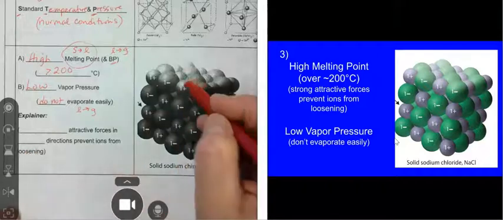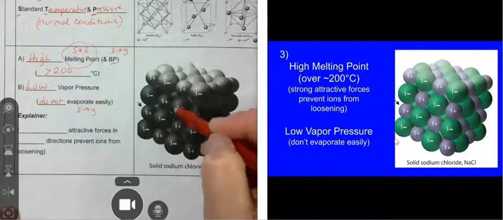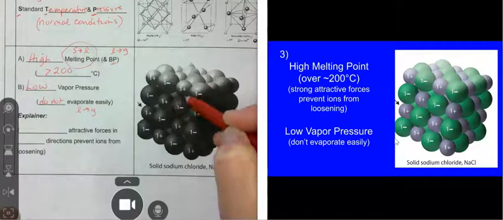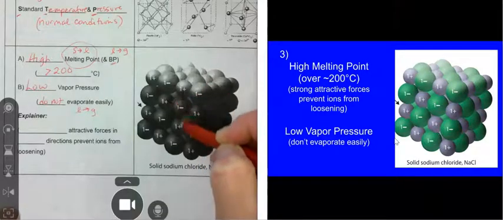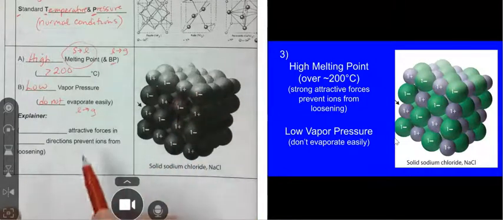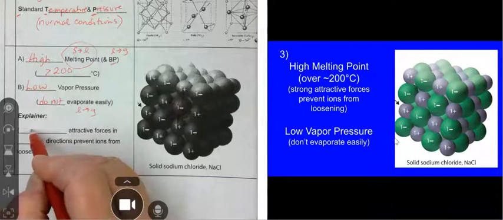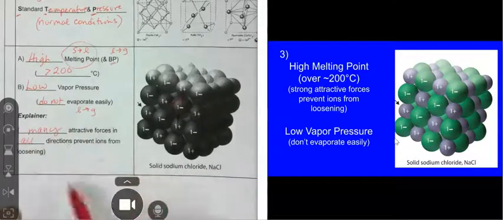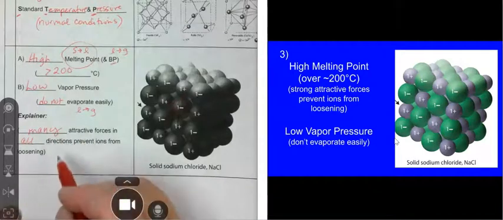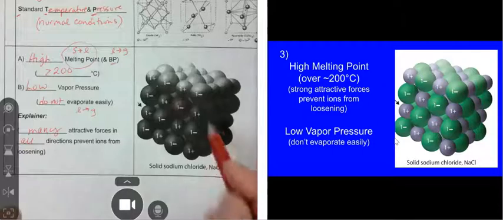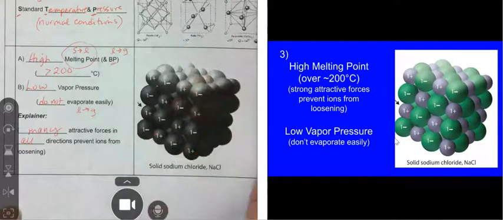The explainer here, if we're looking at this negative ion here, notice that it is surrounded by positive ions all the way around in all three-dimensional directions. So what we have here are many attractive forces in all the directions that prevent those ions from loosening, and they are very rigidly stuck in place, and it's going to take a lot of energy to loosen those and make them start to flow.